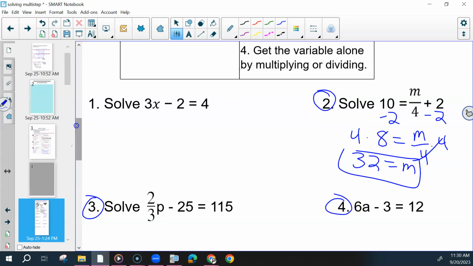Where do you get 4 from? 4 multiplied by 8. There's 4 right here. In order to get rid of this 4, we have to multiply. So we're already dividing. But what we do to one side, we also have to do to the other. Your property of equality. You can't just multiply one side by 4.